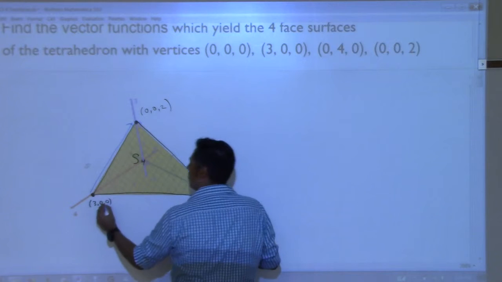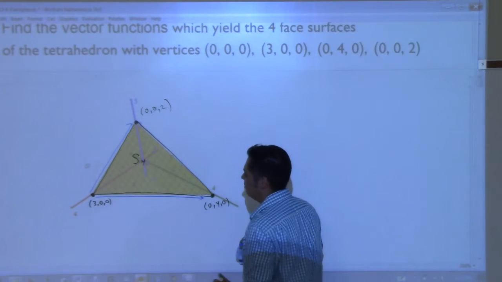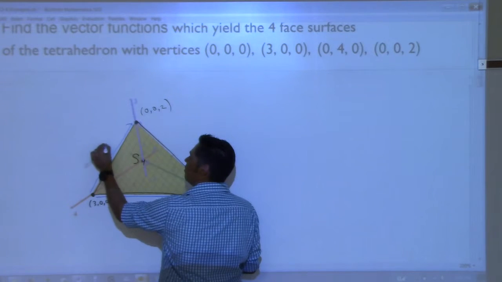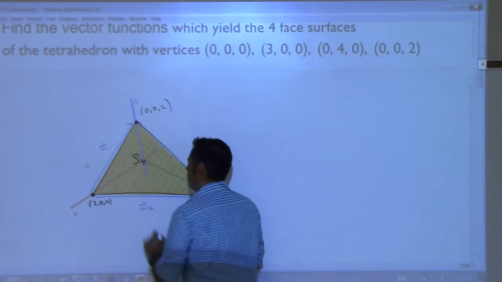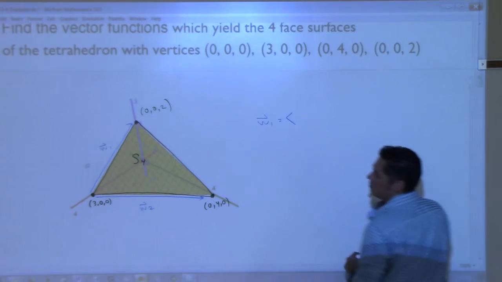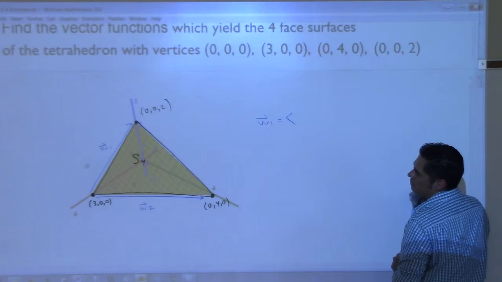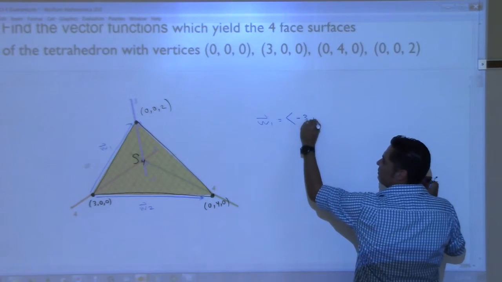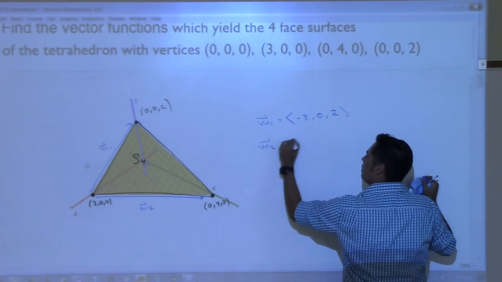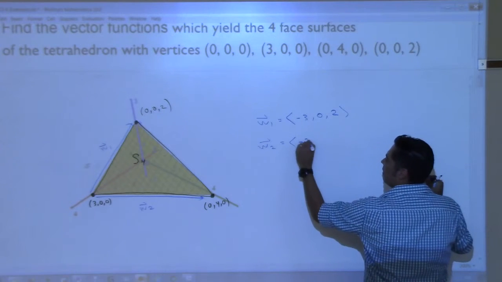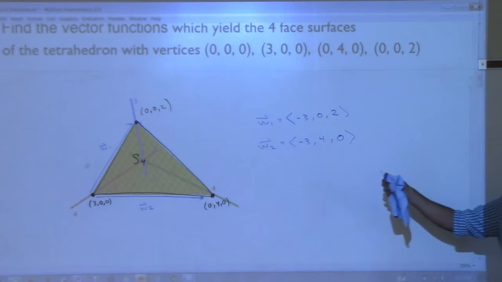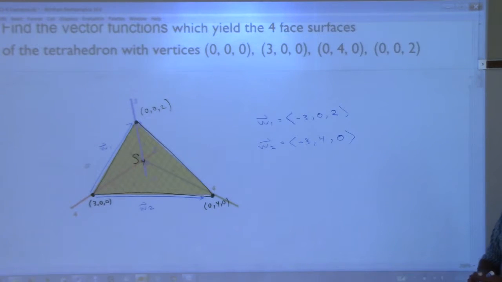So let's create 2 vectors. Here to here, here to here. I don't want to use u and v because I'm using them later. I'll call these W1 and W2. So what's W1? The vector will be -3, 0, 2. And then W2, -3, 4, and 0. And then I'm going to cross these, and that'll give me my normal vector of my plane.